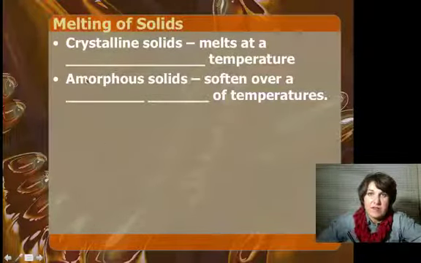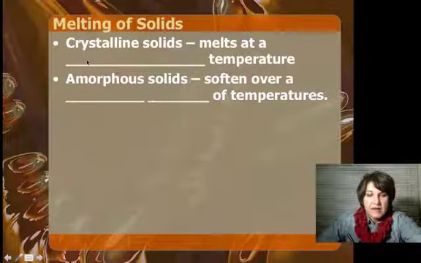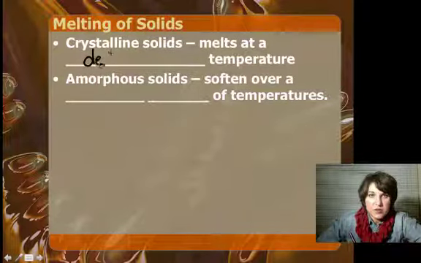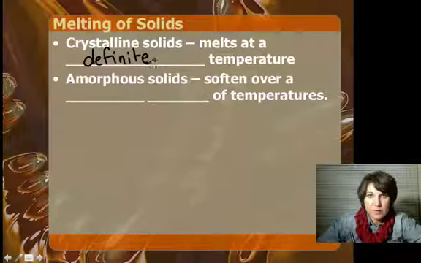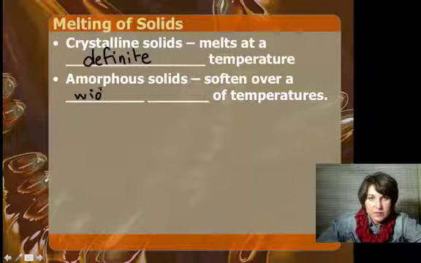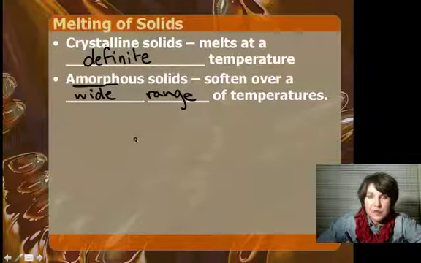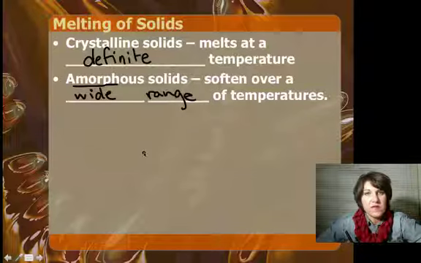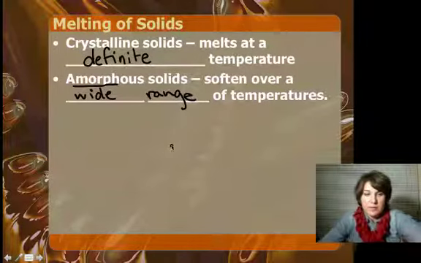Crystalline solids tend to melt at a definite temperature. They have a melting point that we can describe and tell everybody else about, right? But an amorphous solid would soften over a wide range of temperatures, so it's harder to predict the melting point of an amorphous solid. So think about wax or glass. Those are examples of amorphous solids that soften before they actually truly melt.